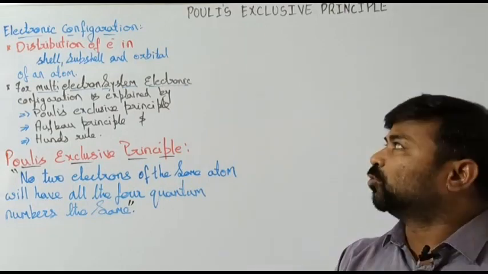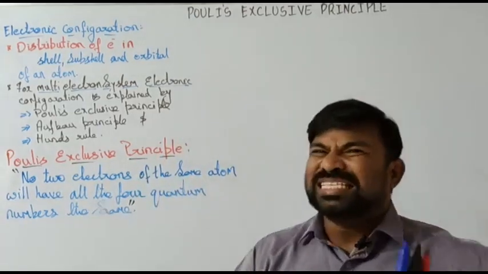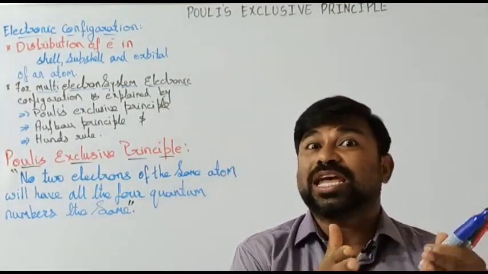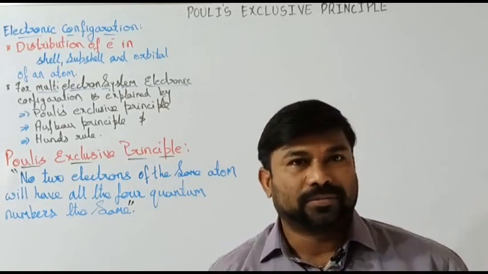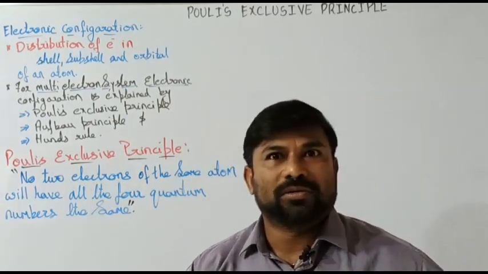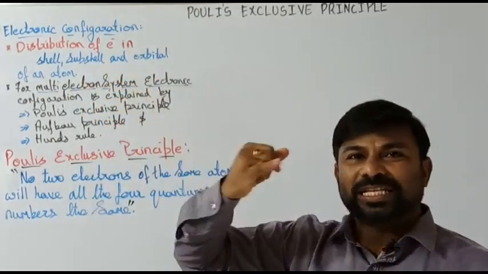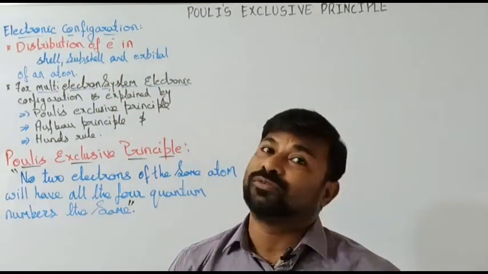In this video, I'm going to explain how Pauli's exclusion principle has helped in knowing how the electrons should be filled in the orbit, orbital. Right. So that is nothing but electronic configuration. Distribution of electrons in shells, subshells and orbitals of an atom is nothing but electronic configuration.